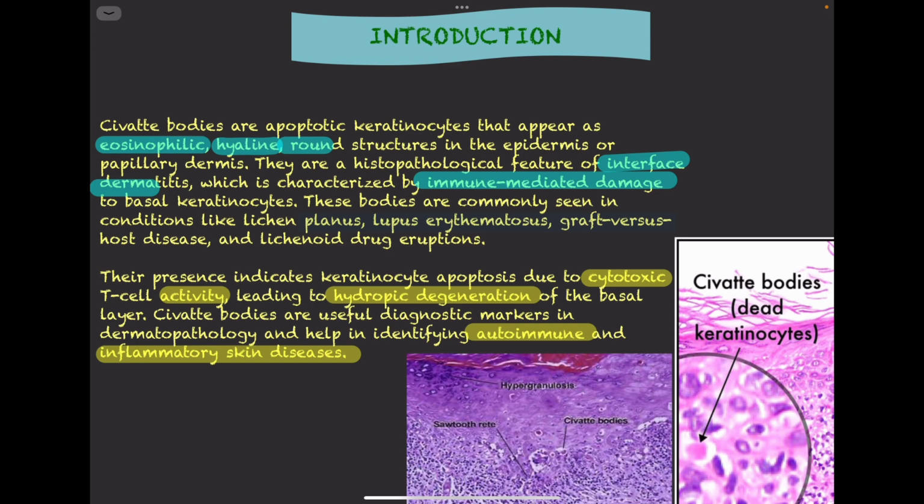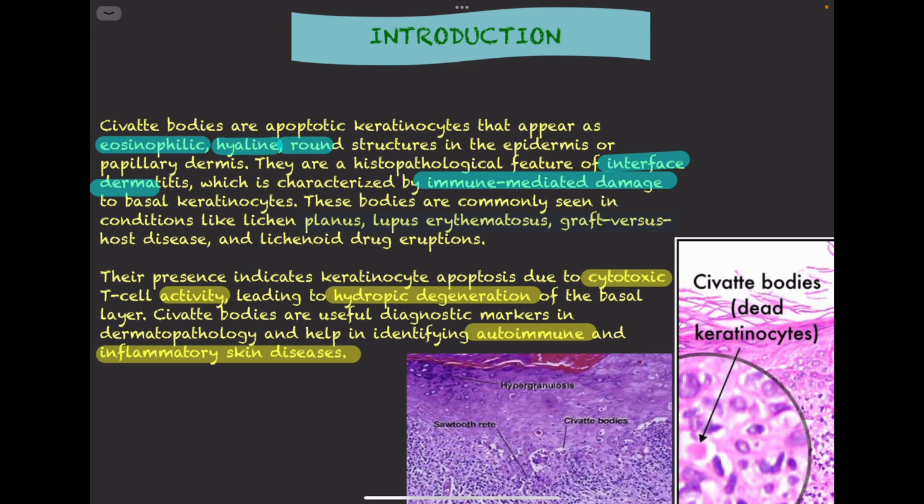So now these are found only where there is an autoimmune disease involved. Okay, so your buzzword here is immune mediated damage. Now this immune mediated damage forces these basal keratinocytes to undergo programmed cell death. Okay, and these bodies are then commonly seen in conditions like lichen planus, lupus erythematosus, graft versus host disease, and lichenoid drug eruptions. Why? Because here you can see a pattern of immune mediated damage. Right? There are some antibodies which are causing direct damage to the basal keratinocytes, as a result of which they are undergoing a programmed cell death, leading to the formation of your civet bodies.